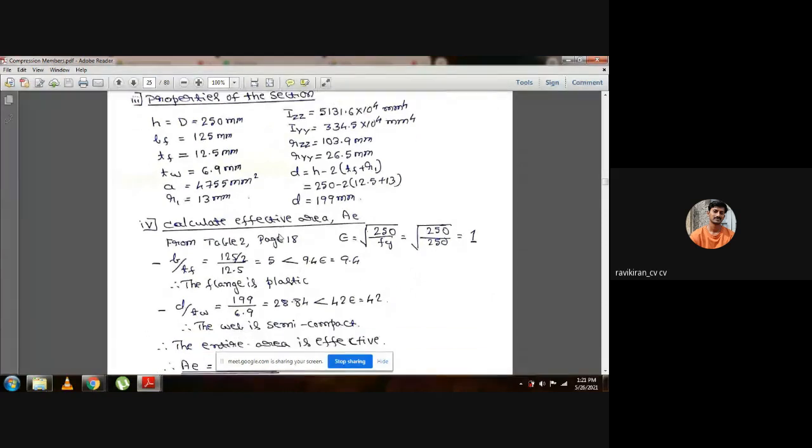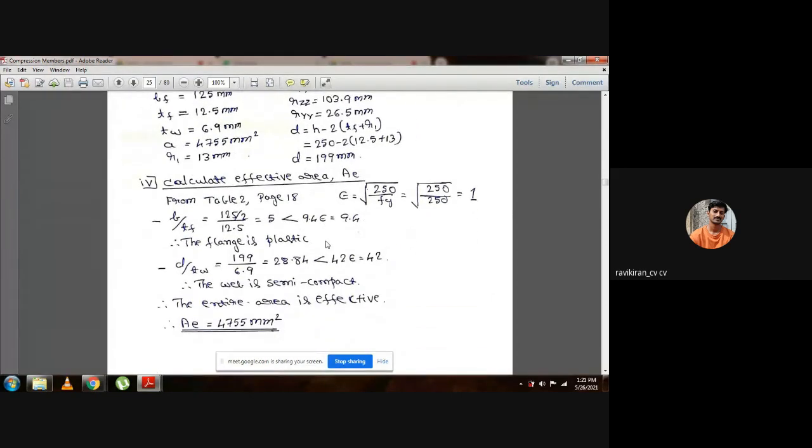So what is the next step? Calculation of effective area from table 2, page 18, IS 800. Epsilon will become 1 because yield strength is 250. So 250 divided by 250 will give us 1. So breadth to thickness ratio is 5, which is less than 9.4 epsilon. The flange is plastic because it is coming under 9.4.